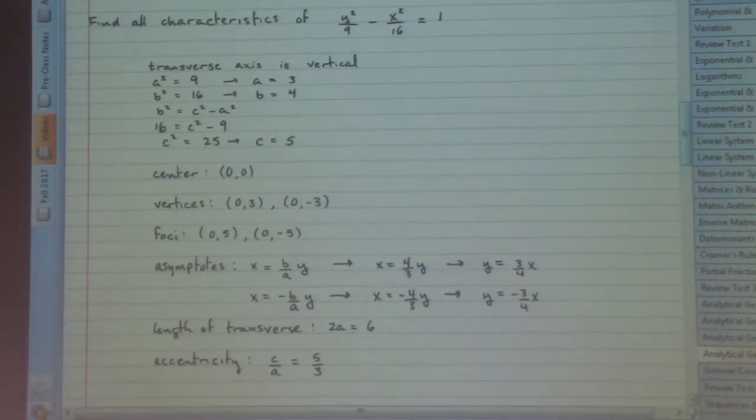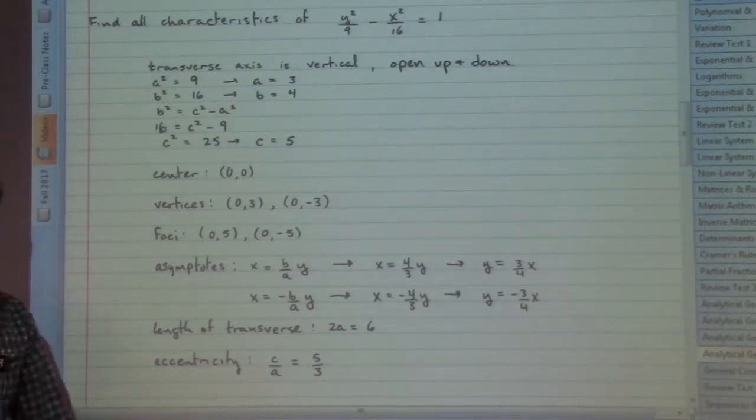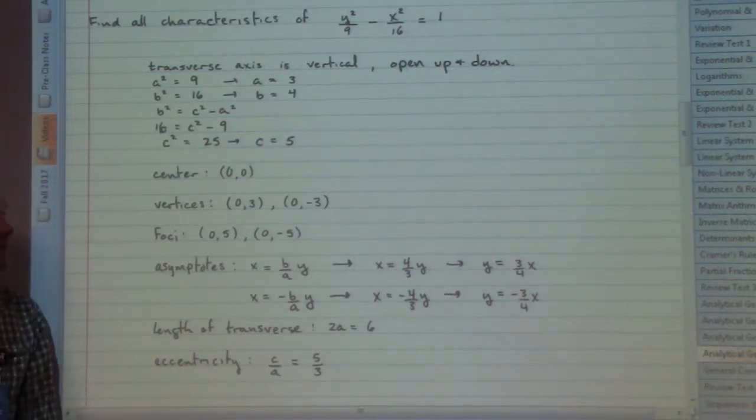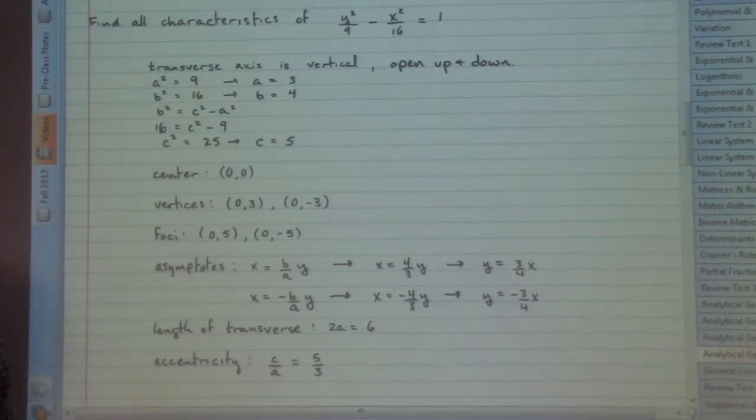In fact, let's go ahead and make that quick comment in there. Don't want somebody to lose sight of that. So, open up and down. The a squared is always underneath the positive variable stuff. So the a squared is going to be the 9, the b squared is going to be the 16, and the relationship here that we have for the hyperbolas is that the b squared is equal to the c squared minus the a squared. That allows us to figure out the C value.